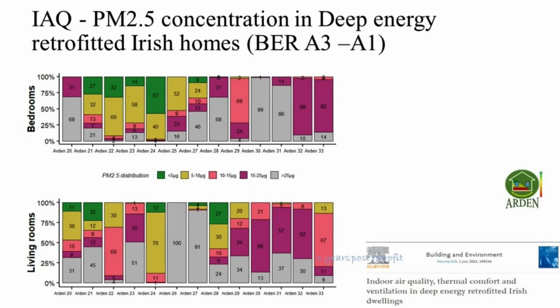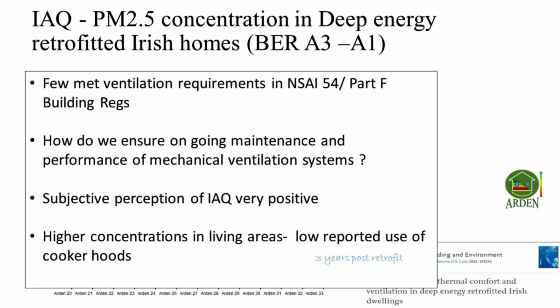We have a lot of activity diary data for these homes. We're able to identify that most of it really is occupant generated, but they're all mechanically ventilated. A few met the ventilation requirements in the NSAI 54, which was the guidance at the time that these homes were renovated, and even fewer would meet the current requirements in Part F. Now, a lot of the systems that were installed are capable, I'd say, of complying. But the issue seems to be really around maintenance.